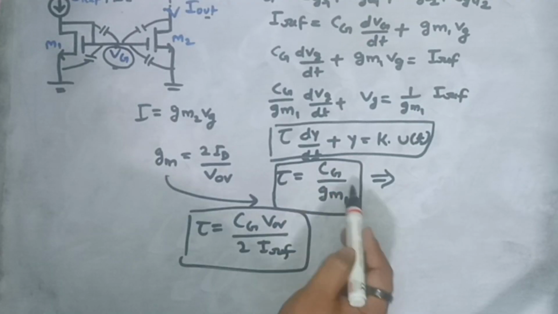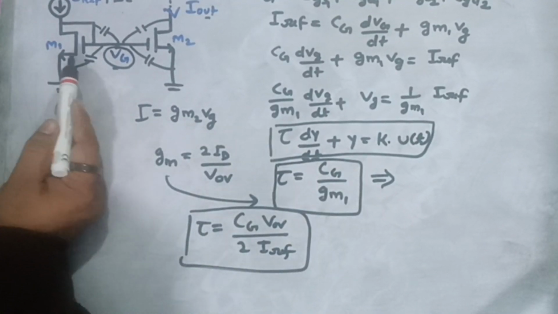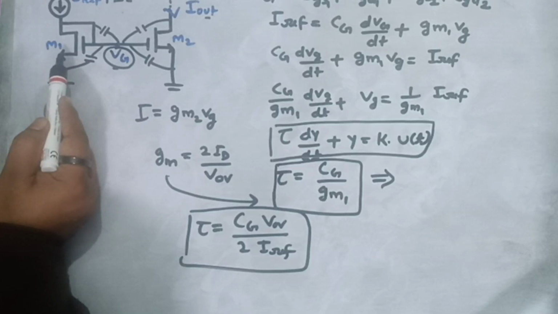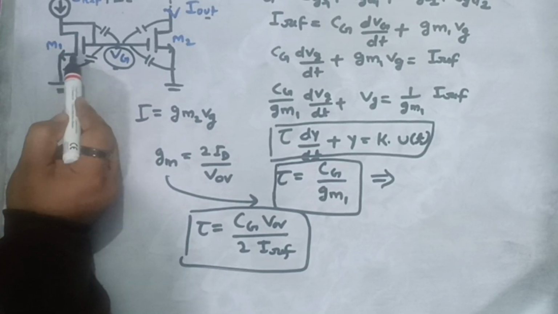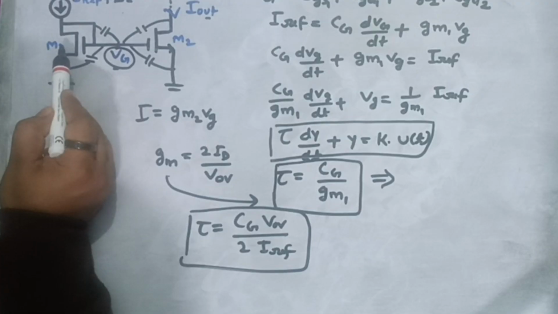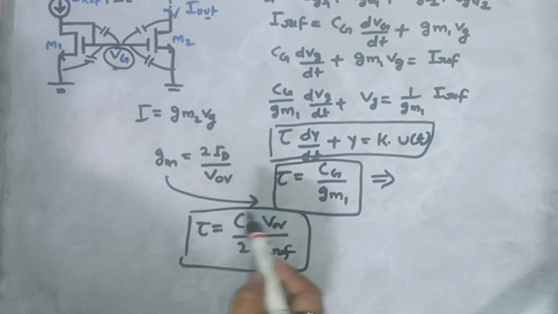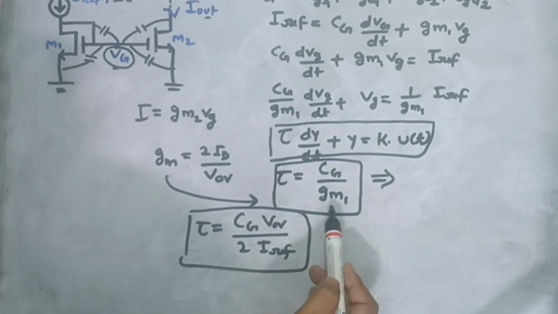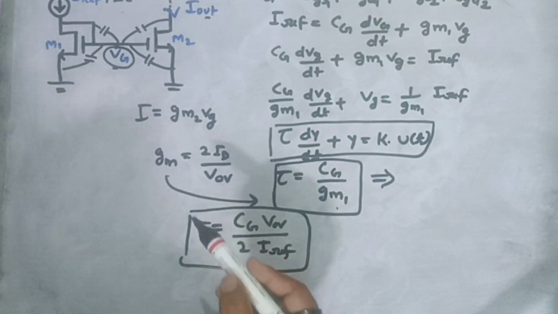Now from this equation if you see, tau is also dependent on gm1. Let's say in order to improve the gm of this MOSFET, we increase its W by L ratio. If you are increasing the W by L of MOS M1, it will also increase the capacitance associated with this MOS. So how is your time constant going to change in that case? Because you are increasing gm1 and you are increasing Cg also. Let's talk about that also.